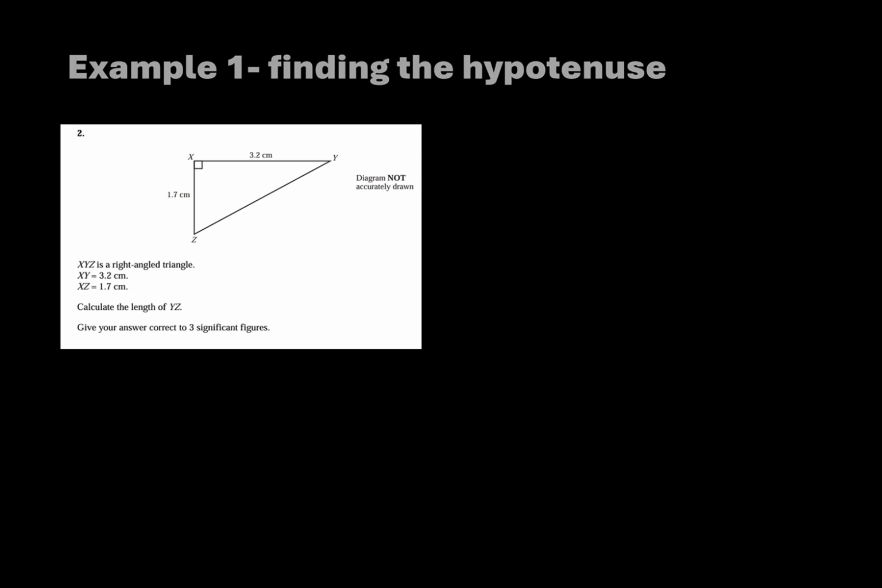Example 1, finding the hypotenuse. We've been given 2 of the sides. To use the theorem, we need to be given 2 of the sides. So we're going to identify the sides first. We'll choose a to be 3.2. It could be b, it doesn't matter which way round you decide. Then c must be x, because that's what we're looking for. C is the hypotenuse.